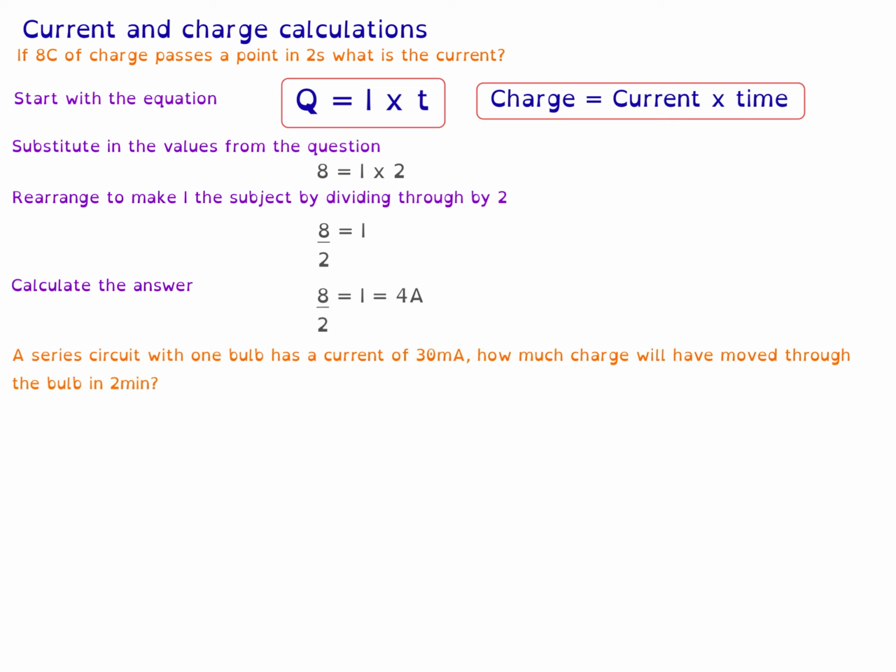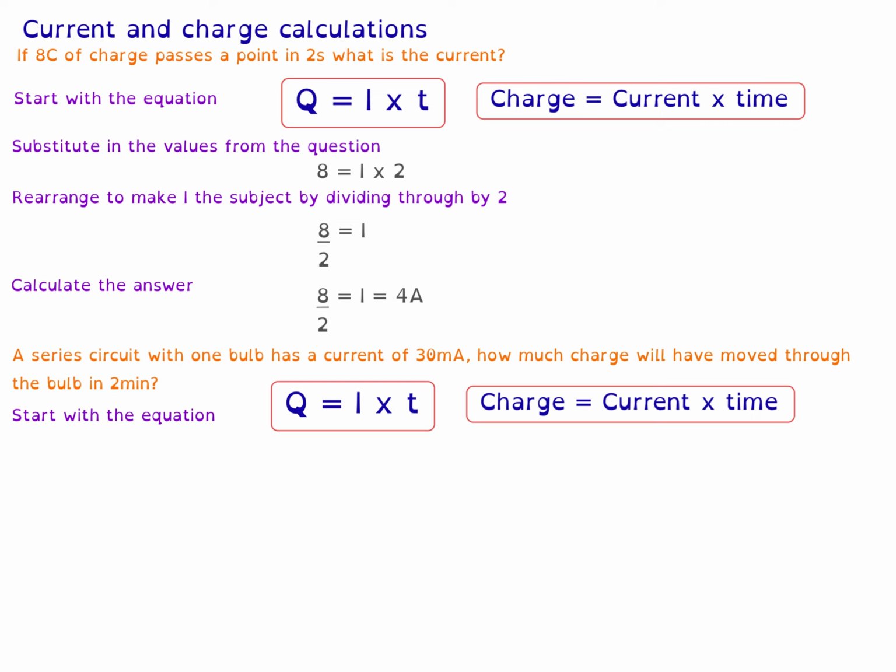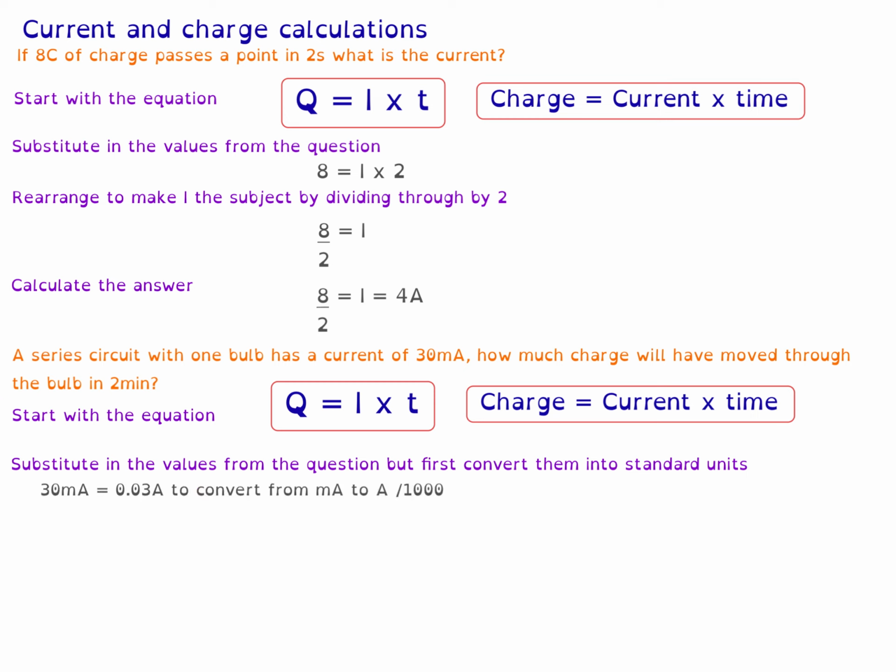A series circuit with one bulb has a current of 30 milliamps. How much charge will have moved through the bulb in 2 minutes? And again, we start with the equation, Q equals I times T, or charge equals current times time. Substitute in the values from the question, but first we need to convert them into standard units. 30 milliamps is 0.03 amps, and to convert from milliamps to amps, we divide by 1,000. 2 minutes is 120 seconds, and to convert from minutes to seconds, you multiply by 60.